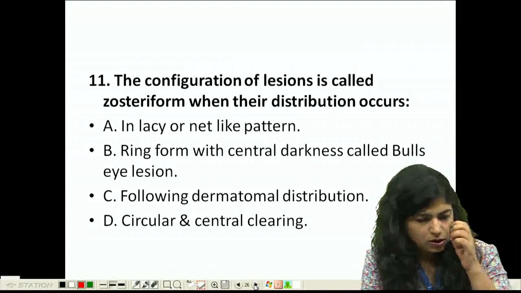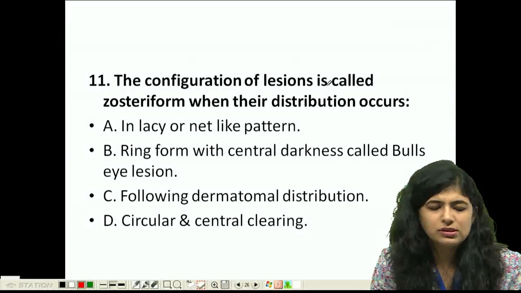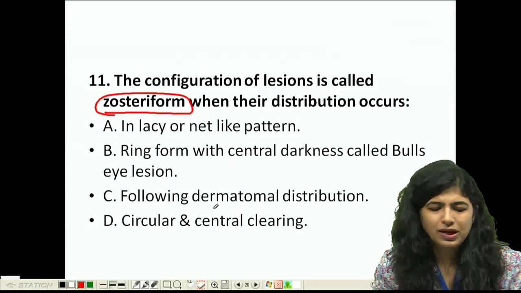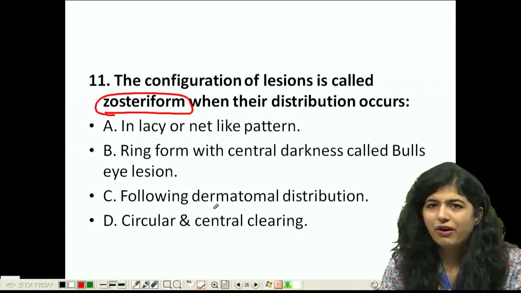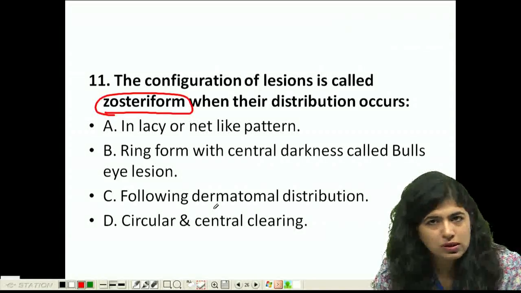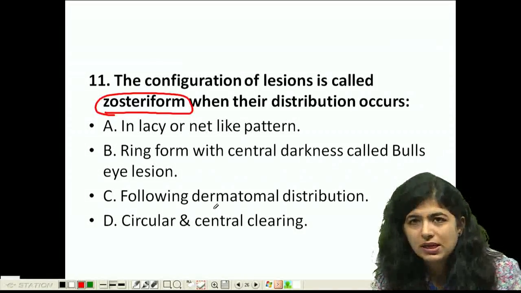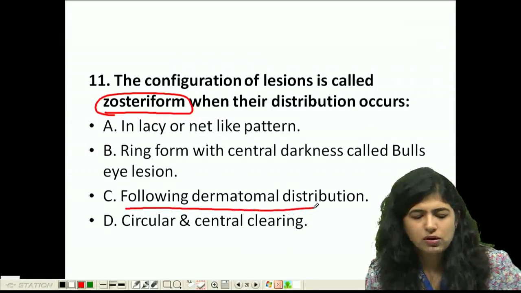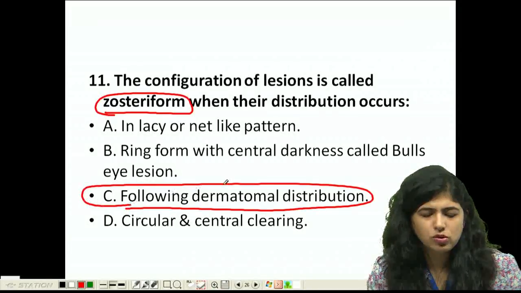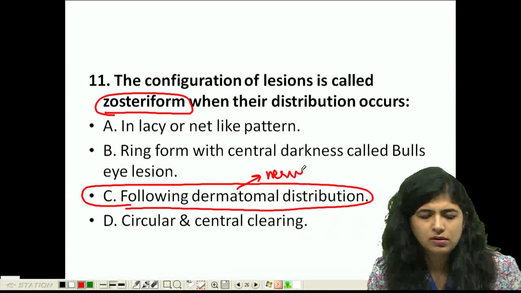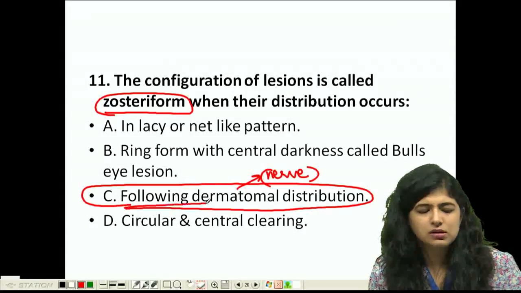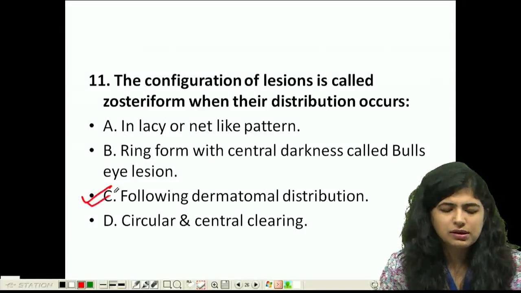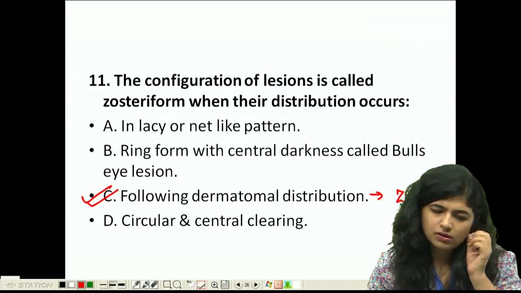This is the next question. The configuration of lesions is called zosteriform when they look like this. Yes, very simple question. All of you know how herpes zoster looks. You know what zosteriform lesions are. Zosteriform lesions are the ones that follow a dermatomal distribution. What does dermatomal mean? Along the nerve. So this is the zosteriform pattern. Clear to everyone? The answer is dermatomal distribution.